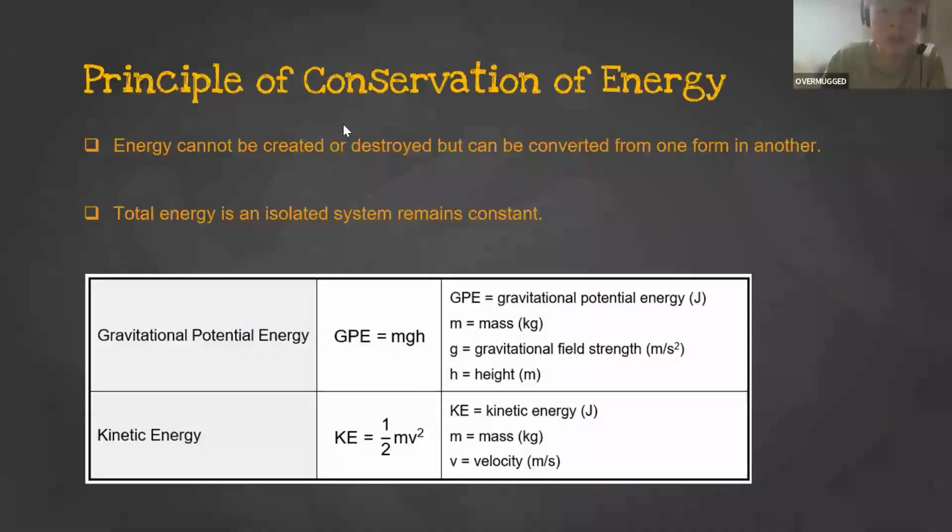Okay, and this will rank as the second most commonly tested definition. Principle of conservation of energy. It can be 1 mark or 2 marks depending on how generous your school is. Energy cannot be created or destroyed, but can be converted from one form to another. Should be 2, I think. Total energy in an isolated system remains constant or unchanged.